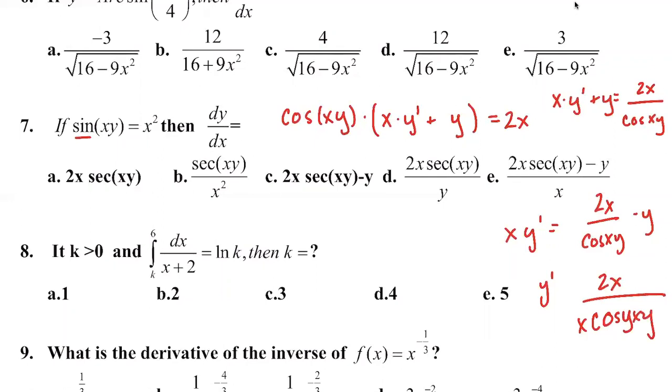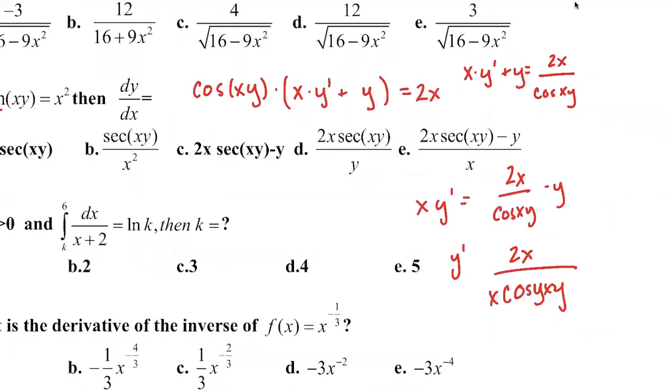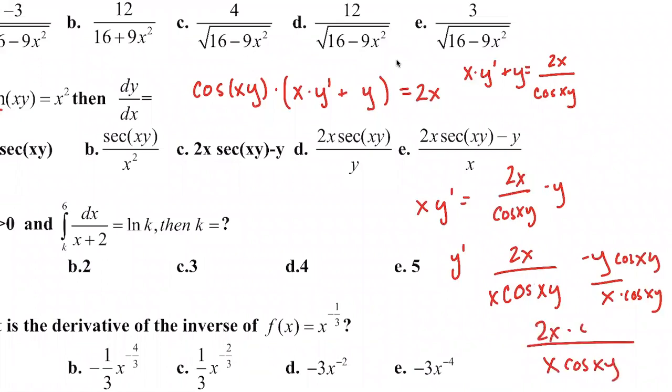And if we want to do, we have a minus y, but then we have to divide it by x, and you have to get a common denominator. So in order to get a common denominator, I need the cosine of xy over here. But if I put it on the bottom, I have to put it on the top. So I'd have x cosine of xy on the bottom and 2x minus y cosine of xy on the top.